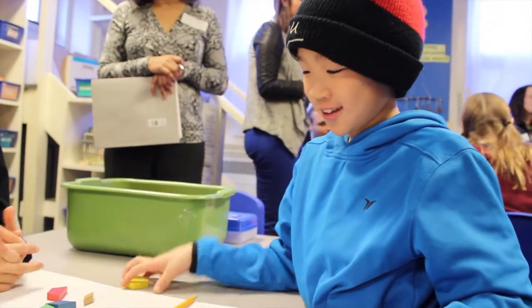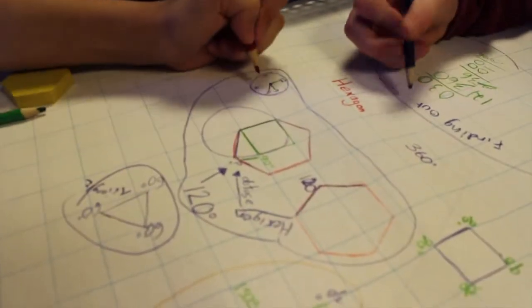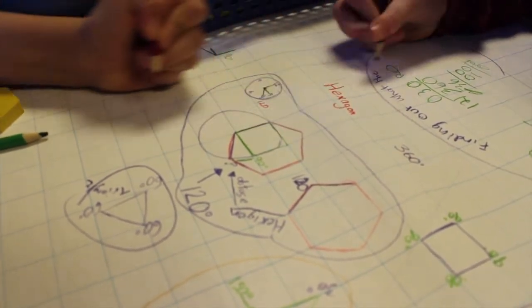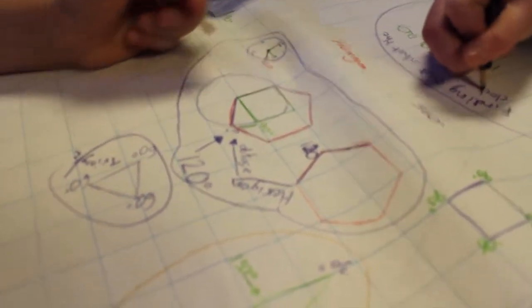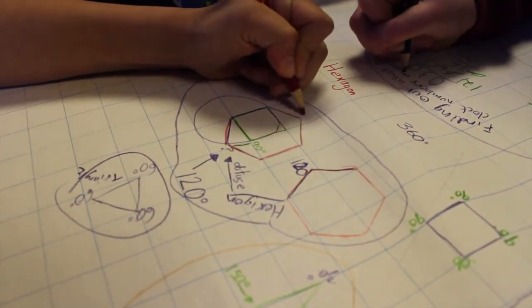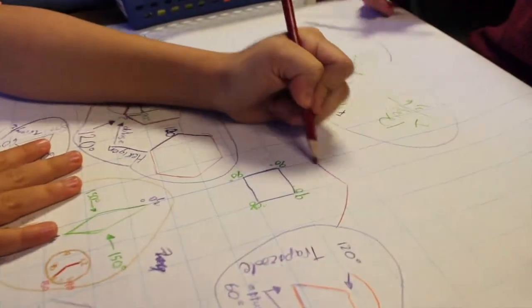That's right. That one has all obtuse angles. And then this was a 120, right? Yeah. And this was the hexagon. This one was really easy.